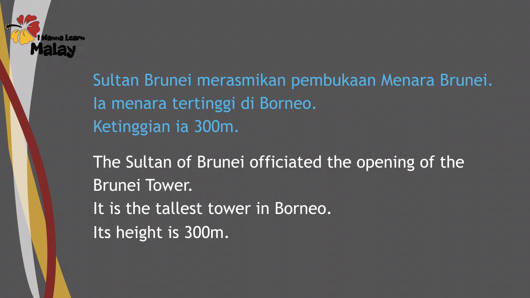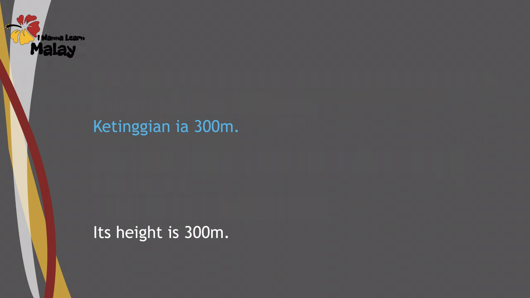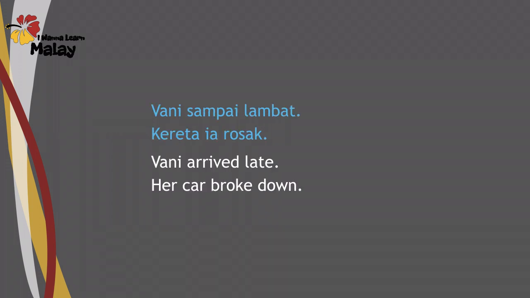However, there are a lot of times where you see instead of ia, nya being used. Ketinggiannya 300 meter. And this is actually more common and it means exactly the same thing. Its height is 300 meters. The example before, Vani sampai lambat, kereta ia rosak, or kereta dia rosak, we can also use keretanya rosak.